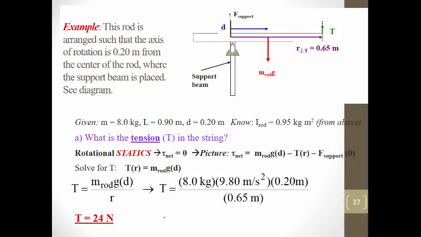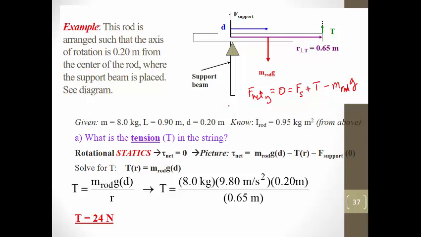So here is our rod. We have our support. We figured out our moment of inertia. And now we need to figure out some other things. So we know that the net force in the y direction is equal to 0 because it's static, it's not moving. So I have the force of the support upward, I have the tension upward, and then downward I have the weight of the rod.